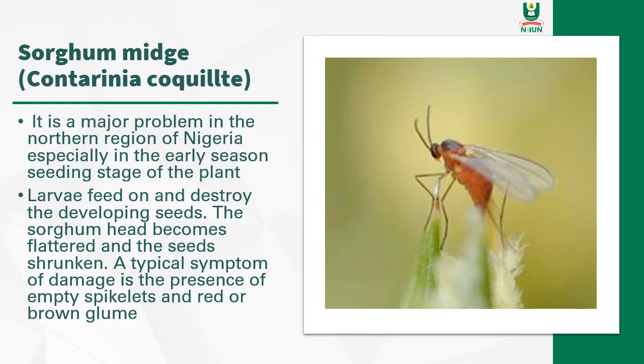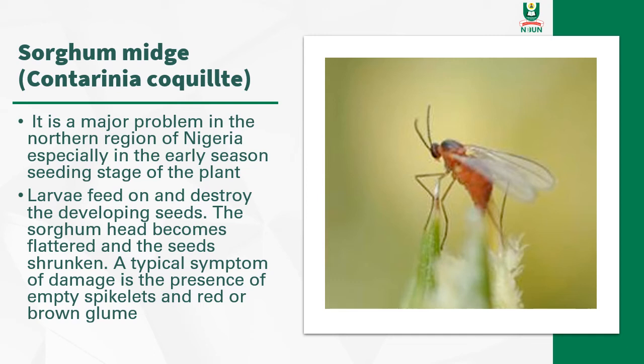It is a major pest, and it occurs in the early seeding stage of the plant. Also, the larvae is destructive. They feed on the developing seeds, and when they feed on it, the sorghum head becomes flattened and shrunken, so it doesn't have anything in it.